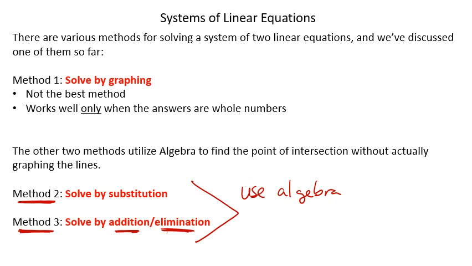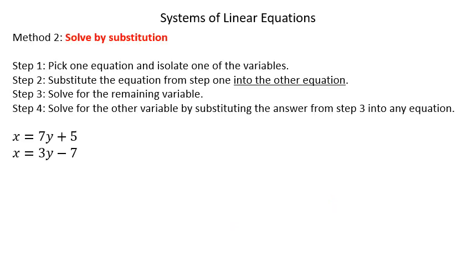So let's talk about method 2, substitution. Find the point where the graphs of these two lines cross each other without graphing. So it's a 4-step process, but not every step always applies. Step 1 in a substitution is to pick one equation, it doesn't matter which one, and isolate one of the variables. You could solve the first equation for x, or the second equation for x, or the first equation for y, or the second equation for y. You just got to pick one.